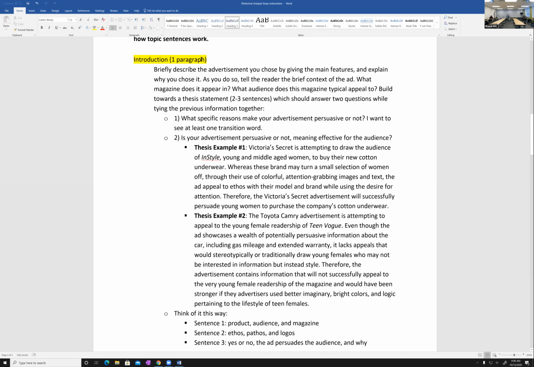So within the introduction, you have a paragraph. Within that paragraph, 2 to 3 sentences are your thesis, and it comes at the end. Because remember, at the beginning of the introduction, you are telling the reader, explaining why you chose it, briefly describing it, and giving a context for the ad.